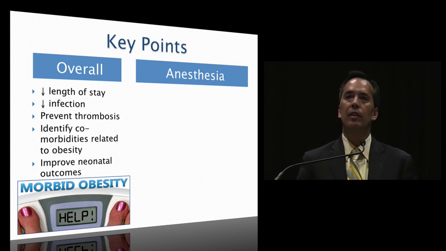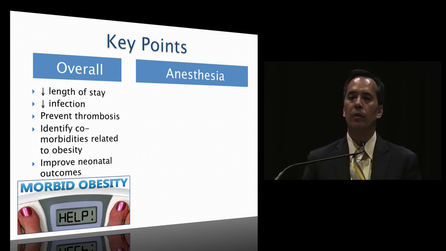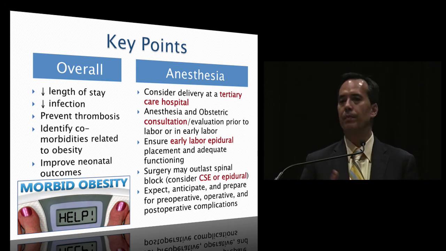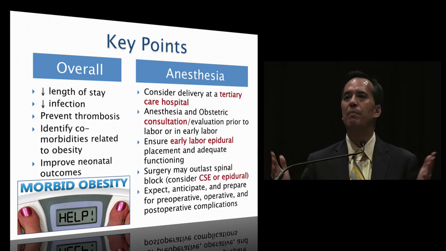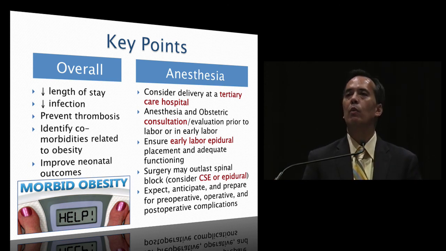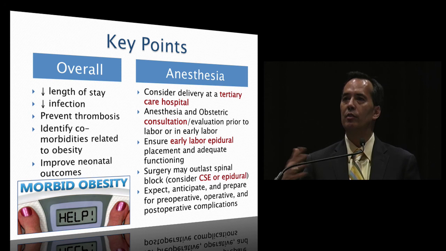For these super morbidly obese patients, you really want to consider delivery at a tertiary care hospital. You want anesthetic and obstetrical consultation early. When they're ruptured and ready to deliver and having problems and in pain, that's not the time to take care of their problems. You want to get them early. You want to ensure early labor epidural placement and adequate functioning so that you can dose it. So if they need to go for a stat section, you have it, and it can outlast the procedure.